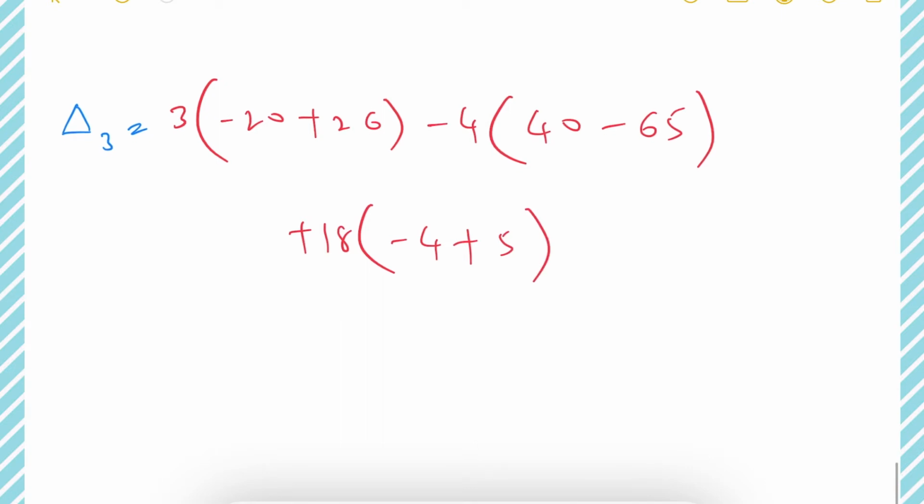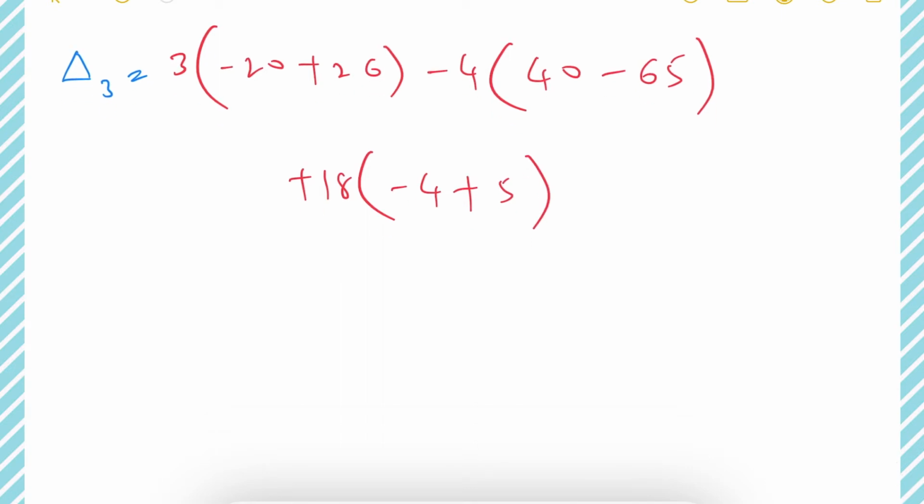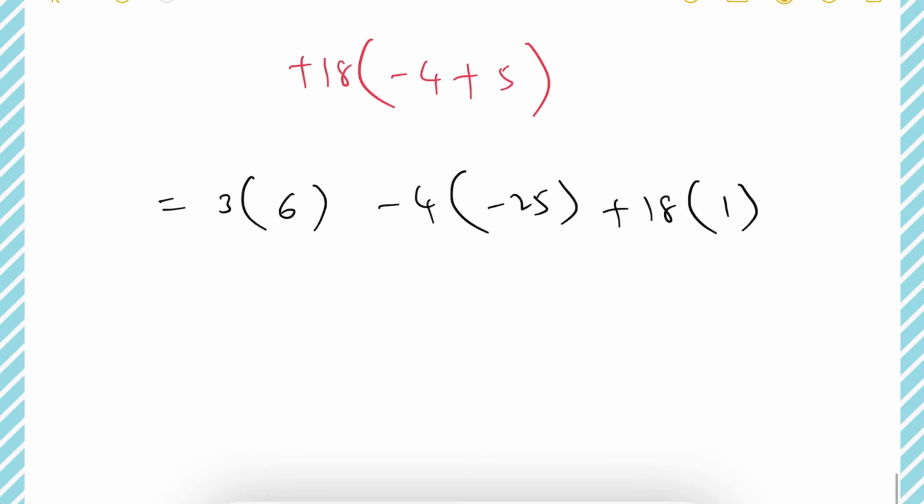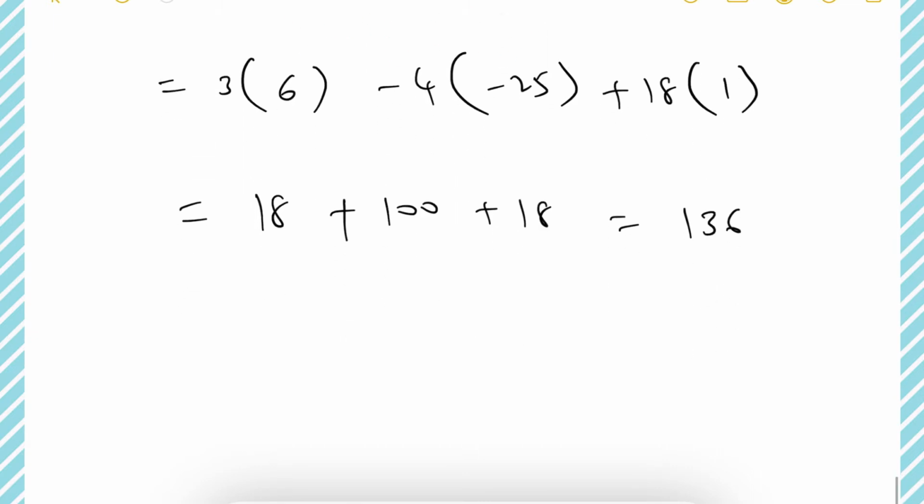Now let us simplify this further, which is equal to 3 times minus 20 plus 26, it is 6, minus 4 times 40 minus 65, minus 25. Next plus 18 into minus 4 plus 5, it is 1. So 3 into 6 18, minus 4 into minus 25 plus 18. What will we get then? 18 plus 18 36, 36 plus 100 136. So delta 3 value is also 136, same as delta 2.